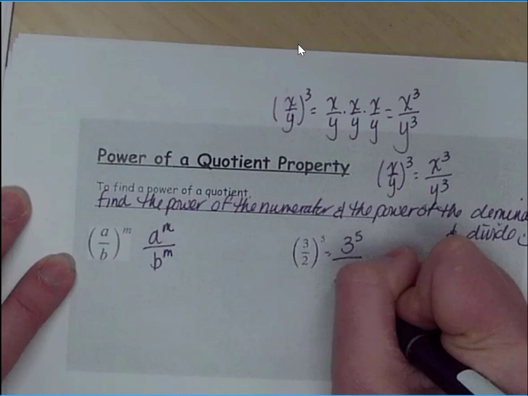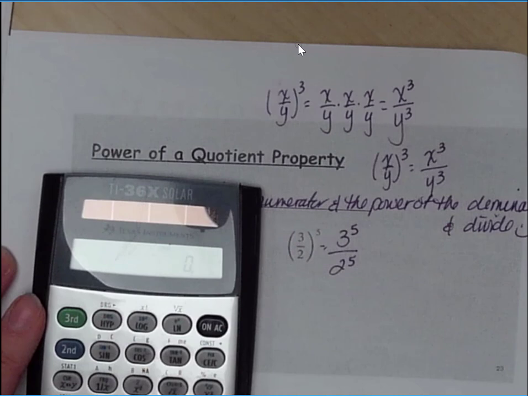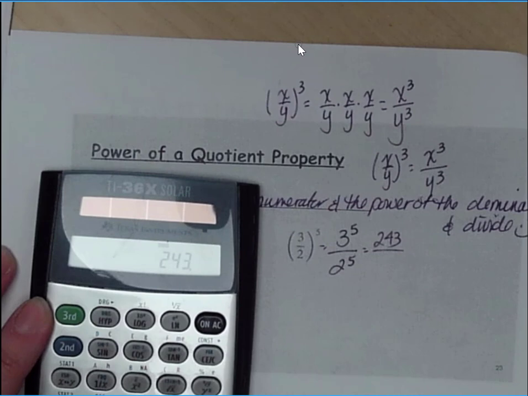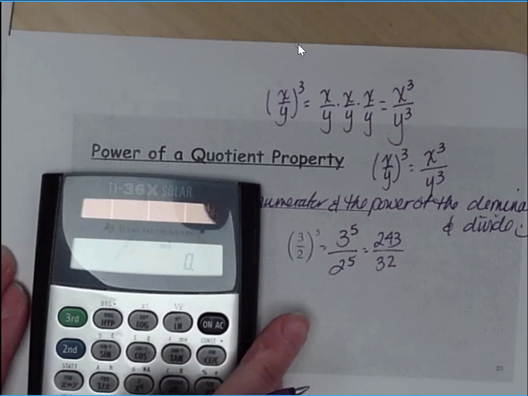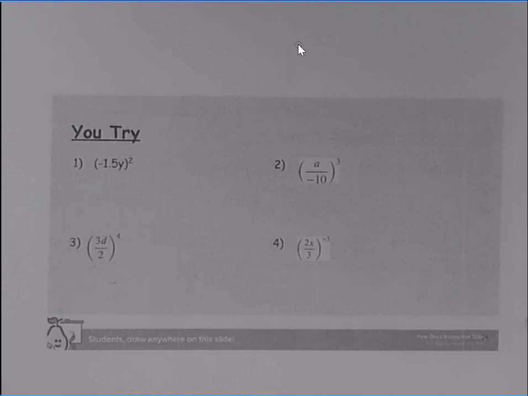So when I do that, I'm going to get out my calculator here. I have 3 to the 5th, which is 243, over 2 to the 5th, which is 32. So remember, do the math until there is no more math to do. All right, I want you to go ahead and try these. Hit pause. When you're done, go ahead and hit play, and we'll take a look at these together.